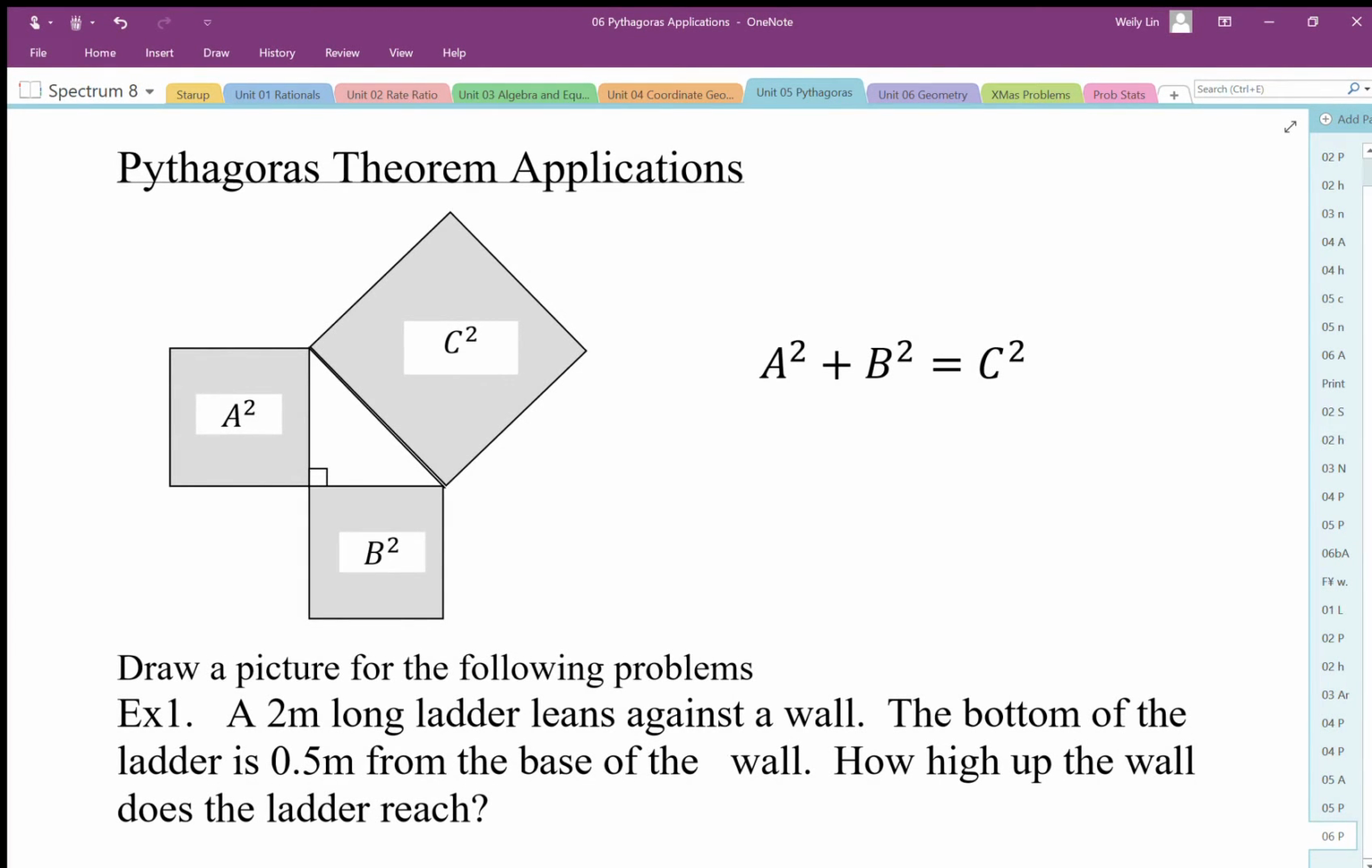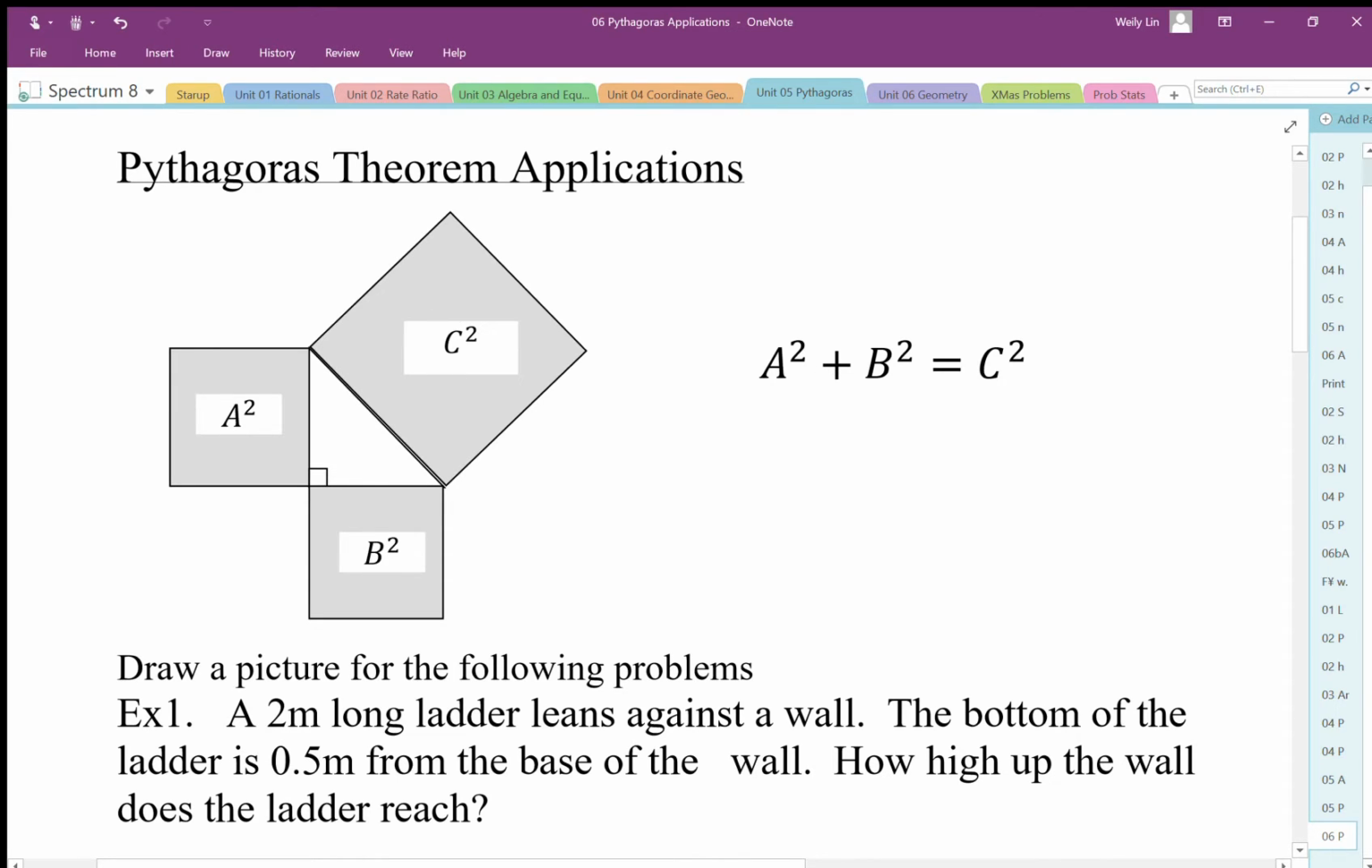So the Pythagoras theorem again is this relationship between the three areas of the right triangle. Now this only works for right triangles. Okay, if we change the angle in here, this does not work. But if it's a right triangle, the square of the short side here and the square of the other short side, together these areas, these squares, add up to the square of the diagonal, or a squared plus b squared equals c squared.